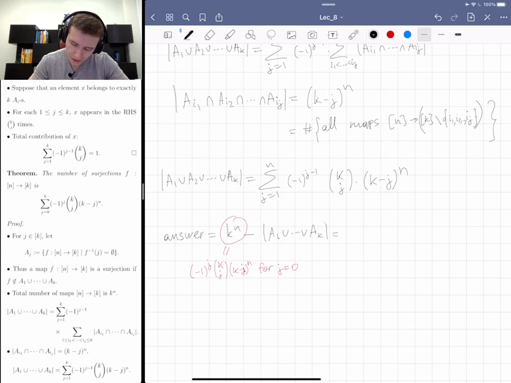You just have to include j equals 0: negative 1 to the j minus 1 times k choose j times k minus j to the n. So I have changed the power of negative 1 because I have to subtract. And that's it. That's the proof. Any questions on this proof?